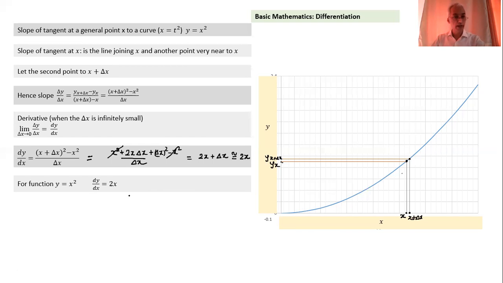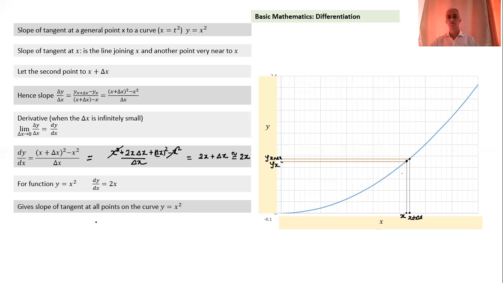So slope is 2x. I'll again come back to the previous case. So it gives a slope of tangent at all points on the curve y is equal to x square. This is the formula. So depending on how x and y are related, we can find different values of dy by dx. We'll have different graphs, and hence we'll have different values of derivative. And that's the principle behind differentiation.